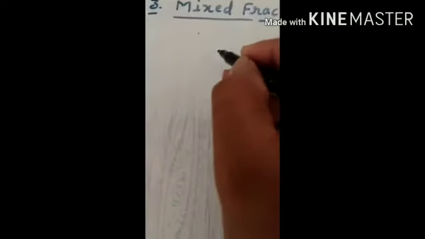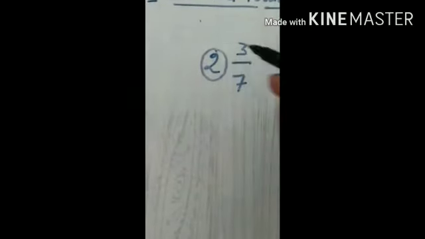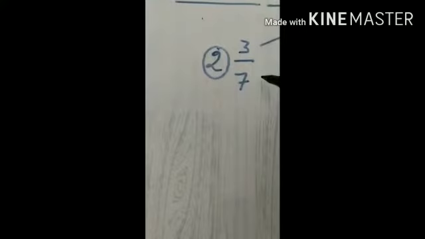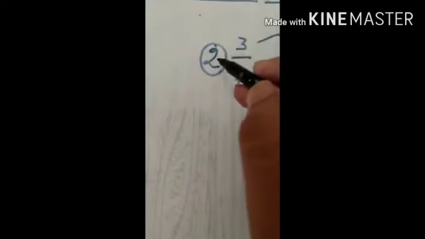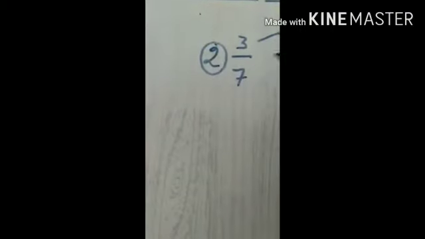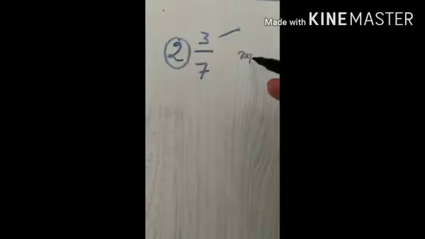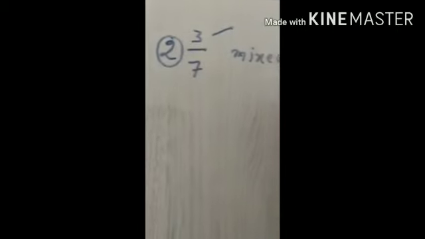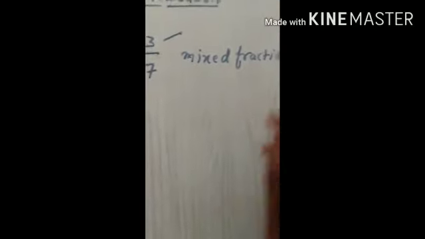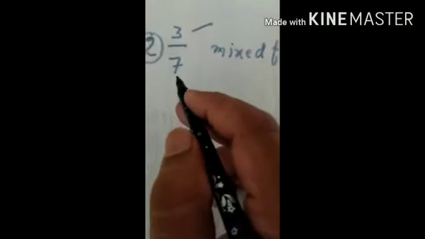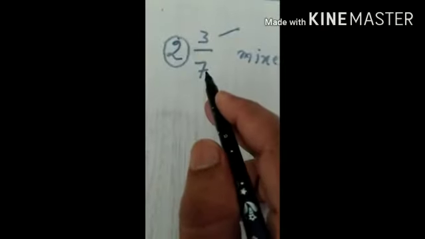One more example, 2 and 3 by 7. 2 is a whole number and 3 by 7 is a proper fraction. When we write them together, 2 and 3 by 7 is called a mixed fraction. We call it 2 and 3 by 7.